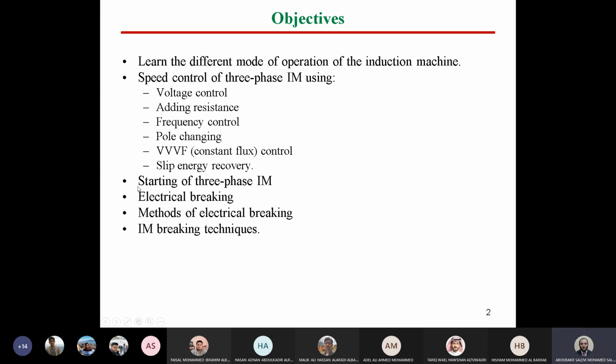Besides, we will discuss the starting of the induction motor, what is the problem, and how we can solve the problem of induction motor starting. Then we'll discuss the electrical braking, what's the meaning of braking, why we need to brake the motor, how we can brake, and what are the different braking techniques. Then we will solve some problems on these braking techniques.